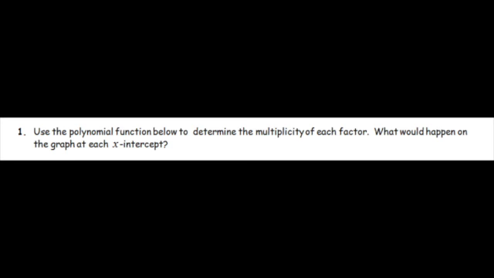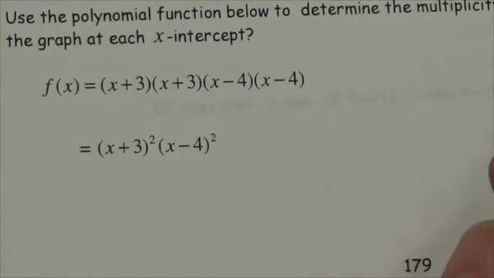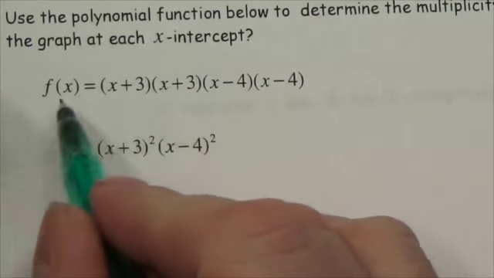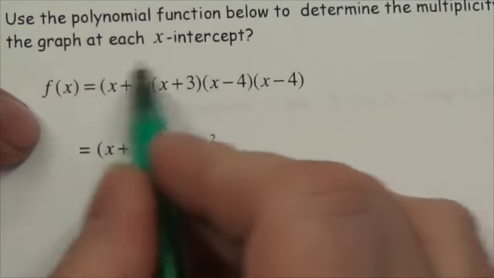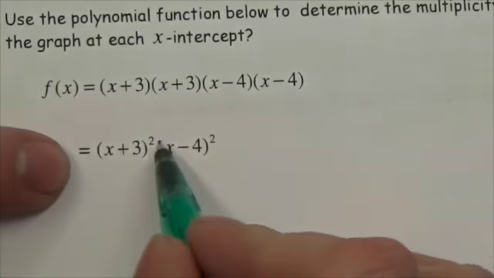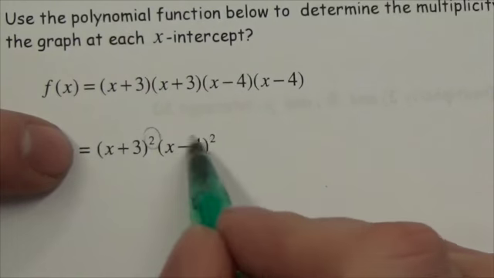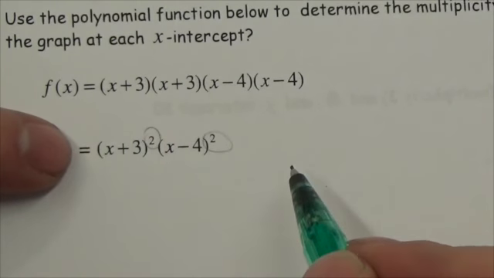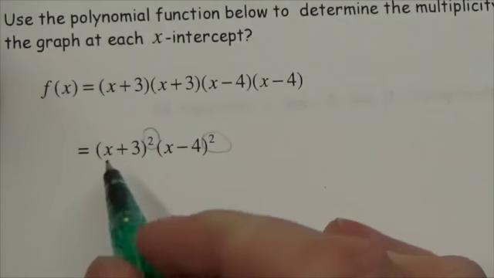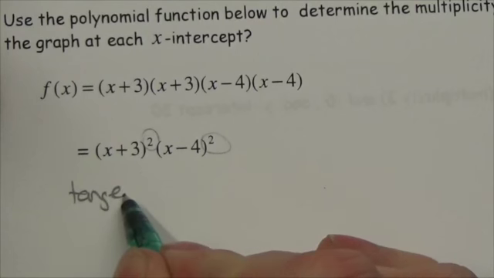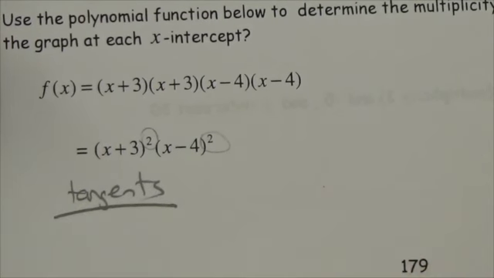What would happen to the graph at each x-intercept? Okay, so really in essence, this question's kind of been answered for us here. We've got this x plus 3, x plus 3, x minus 4, x minus 4. So this factor here shows up twice, it's got a multiplicity of 2. This factor here shows up twice, it's got a multiplicity of 2. Now, we're supposed to identify what's going to happen with each x-intercept here. Well, what we've got here are going to be a couple of tangents, okay?